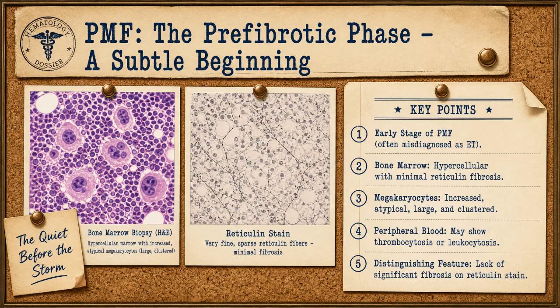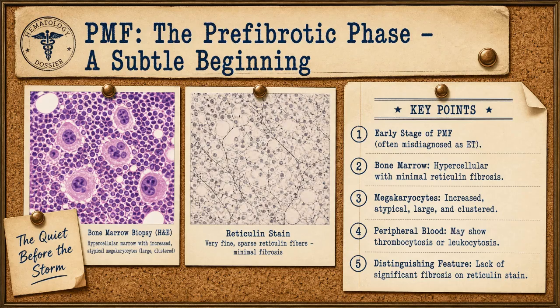In the bone marrow during the prefibrotic stage, you'll typically find hypercellularity. The marrow is still busy, but the key differentiating factor from the later fibrotic stage is that there's minimal reticulin fibrosis initially. This means that on a reticulin stain, you won't see the dense, widespread network of fibers that characterizes advanced PMF. This is why a careful assessment of the reticulin stain is so critical.